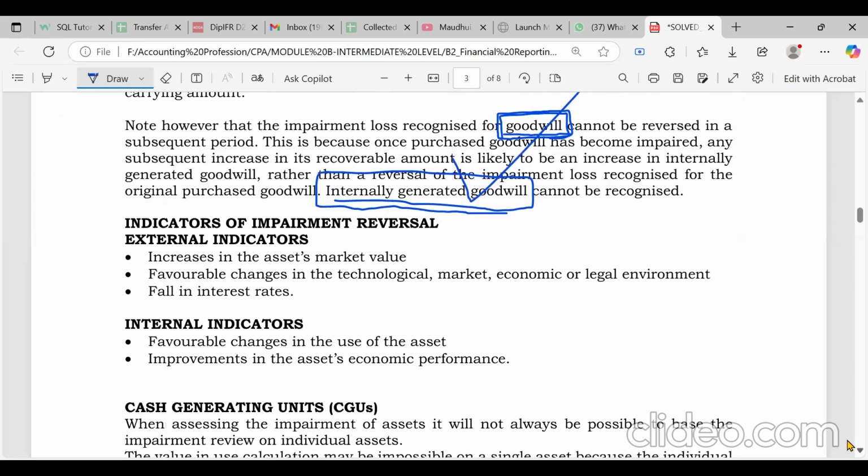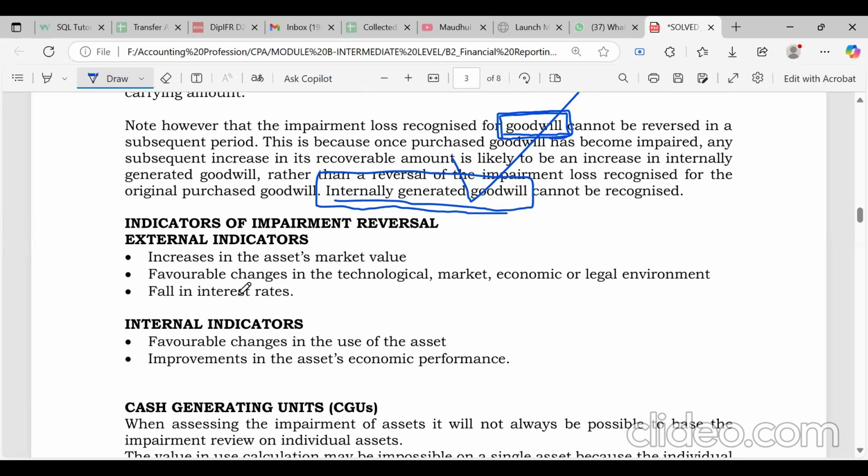So these are just indicators of impairment reversal. Just like they said before, just reverse them, so it's not a big deal. For example, an increase in the asset's market value. It means fair value has gone up. Fair value less cost to sell goes up, so it's a reversal. Favorable changes in the technological, market, economic or legal environment are fine. Maybe the company has come up with a good technology to reduce a lot of cost, and so the cash flow will be much more. Much more cash flow means a higher value in use, and a higher value in use means an impairment reversal.